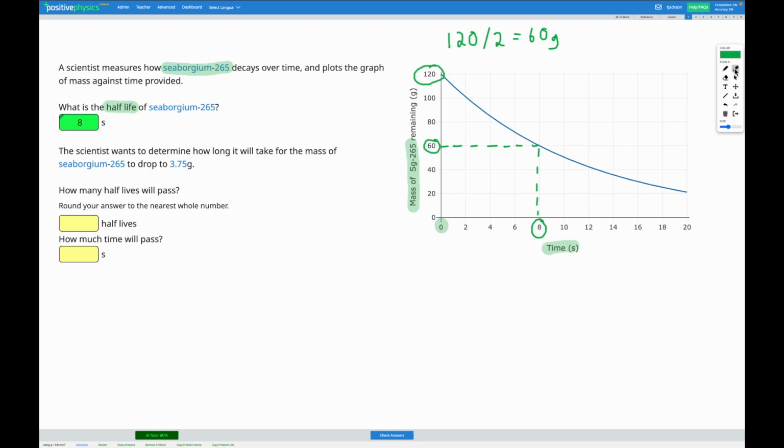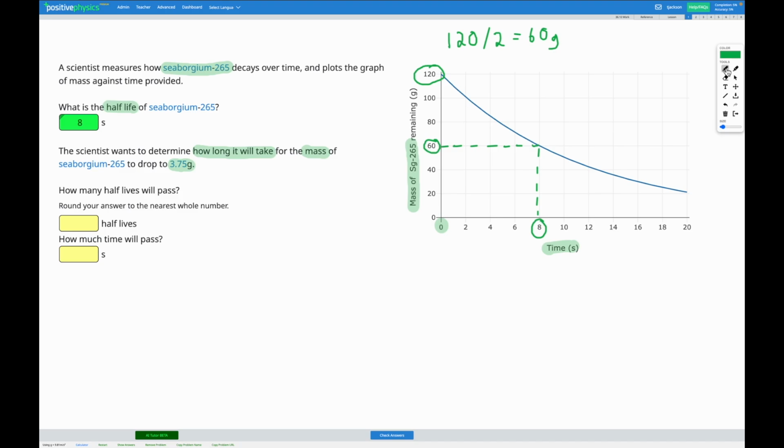Our next question is to figure out how long it will take for the mass of Seaborgium-265 to drop to 3.75 grams. So we know we're starting with 120 grams. Eventually, it's going to halve and halve again and halve again until we have 3.75 grams. So our goal is to figure out how many half-lives will pass and how much time will pass. So to do this, we're going to track the halving of our mass and see how many half-lives it takes.